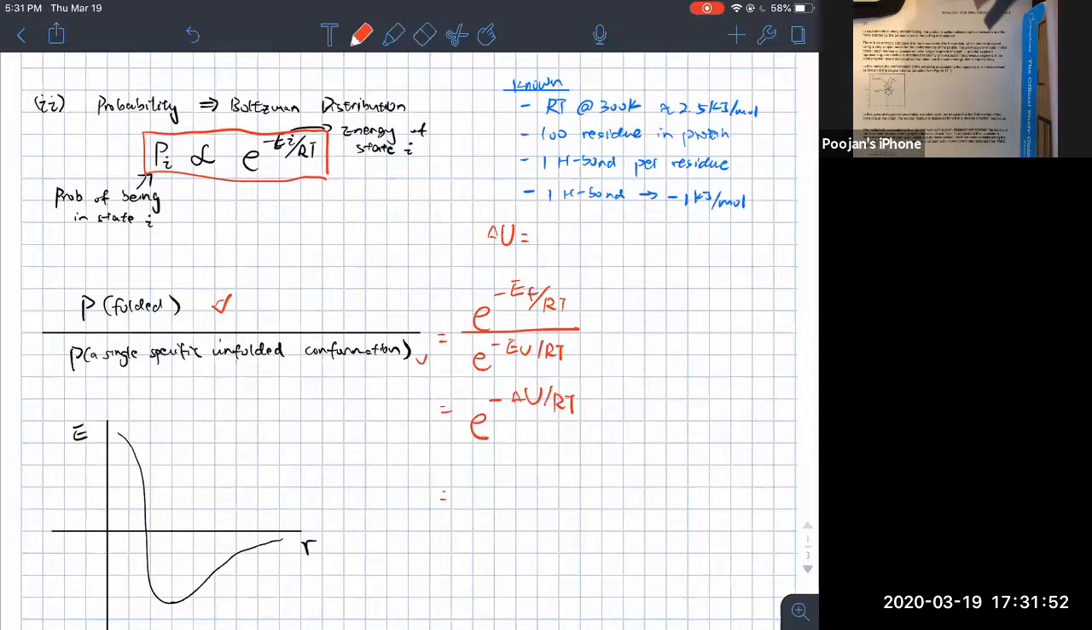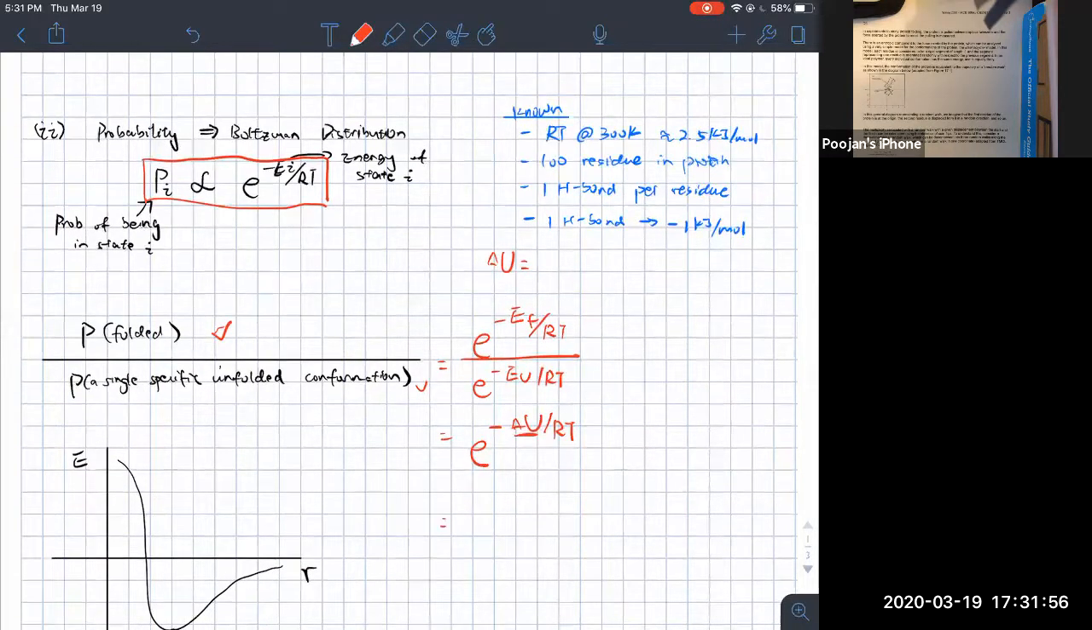Now we need to figure out the value of delta U. Here I've listed a few conditions that we already know. First, at 300 Kelvin, RT is equal to 2.5 kilojoules per mole. Second, we have 100 residues in the protein, and for each residue we have one hydrogen bond. And for each hydrogen bond, we have 1 kilojoule per mole of stabilization energy.